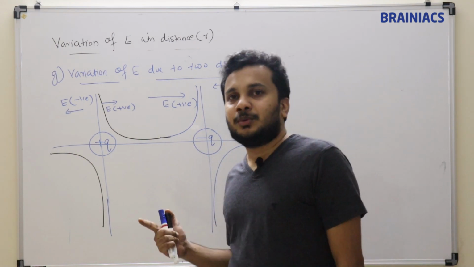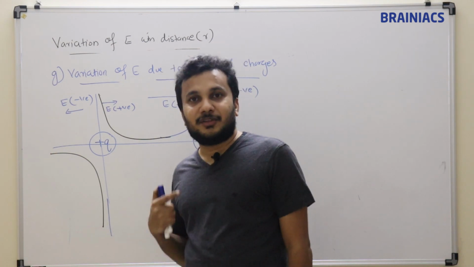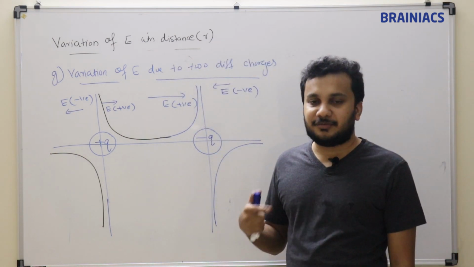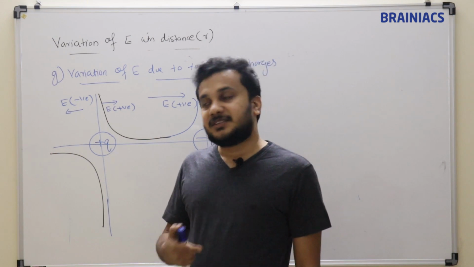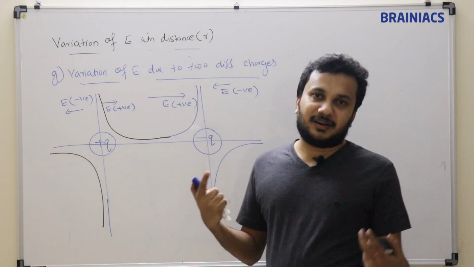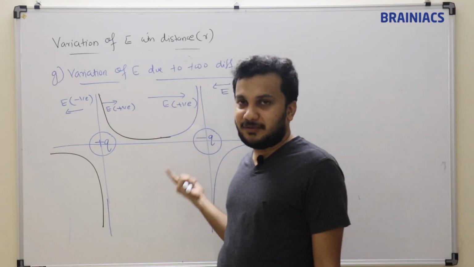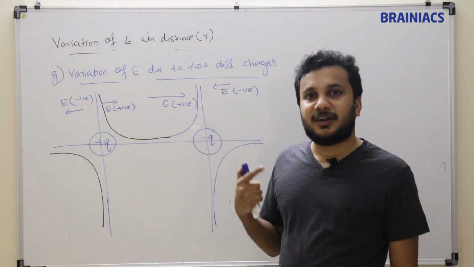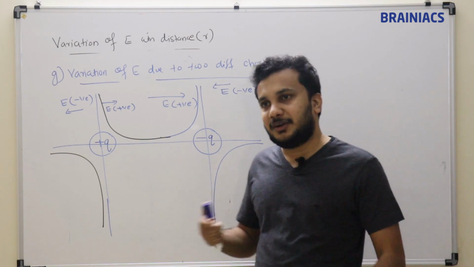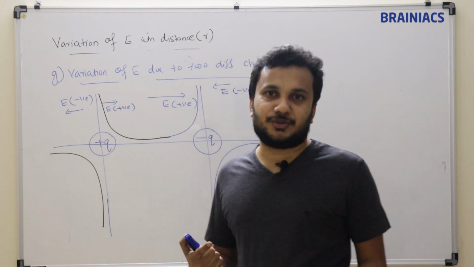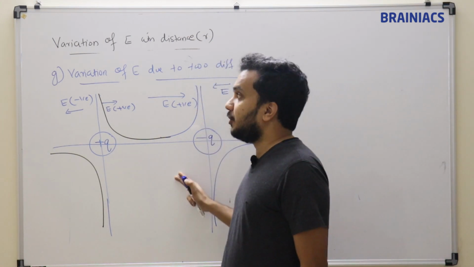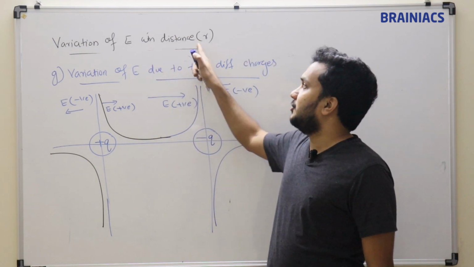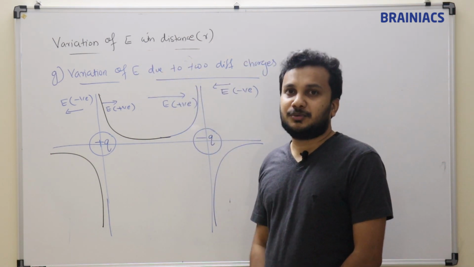So try to learn it and draw it in the notebook. You can try different combinations. You can still try a lot of combinations, like both negative with different magnitudes. Already we have seen all these things, but try to recollect all the 7 cases, and you can write different combinations of headings. So this is the whole concept of the variation of electric field with respect to distance.